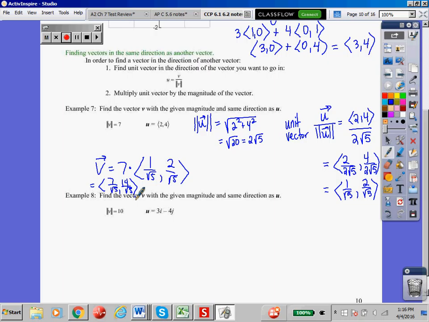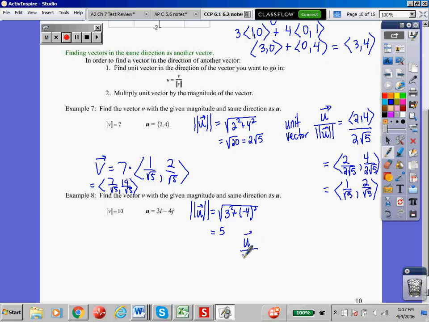All right, let's try it again. The exact same type of problem. Example 8 says find the vector v with the given magnitude and same direction as u. So step 1, find the unit vector in the direction of the vector you want to go in. We want to go in the direction of u. So we need the magnitude of u. So that's the square root of 3 squared plus negative 4 squared. 9 plus 16 is 25. The square root of 25 is 5.